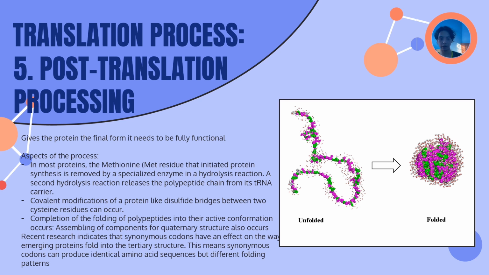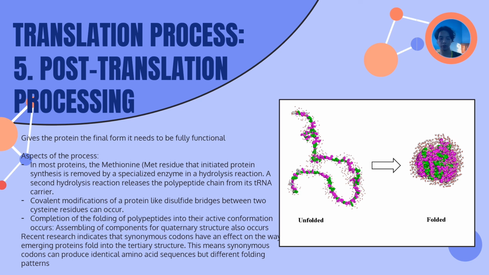Some covalent modifications of a protein can occur, such as the formation of disulfide bridges between cysteine residues. Lastly, completion of the folding of the polypeptide into its active conformation occurs. Protein folding actually begins as the polypeptide chain is elongated on the ribosome. For proteins with quaternary structure, the various components are assembled together.